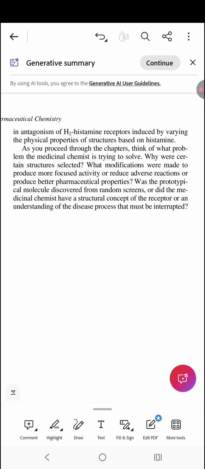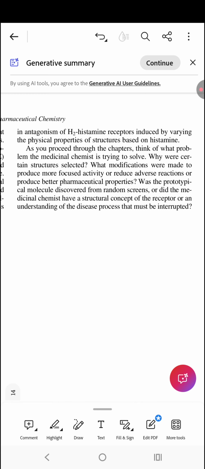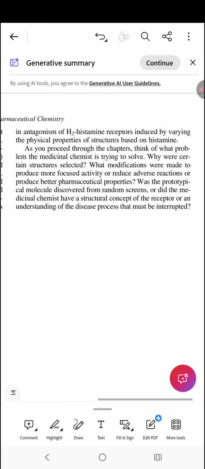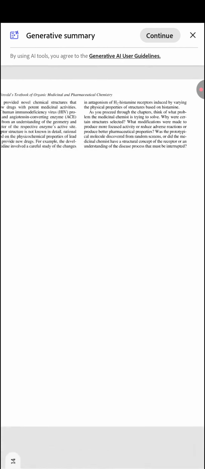As you proceed through the chapter, think of what problem the medicinal chemist is trying to solve. Why were certain structures selected? What modifications are made to produce more focused activities or reduce adverse reactions or produce better pharmaceutical properties? Was the prototypical molecule discovered from random screening, or did the medicinal chemist have a structural concept of the receptor, or understanding of the disease process that must be interrupted?